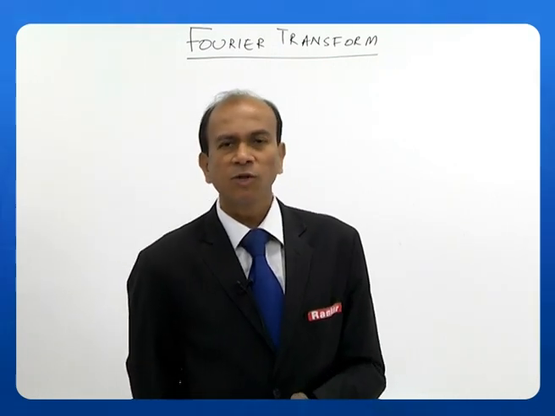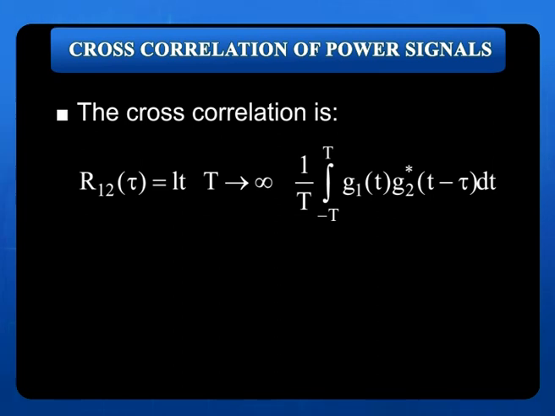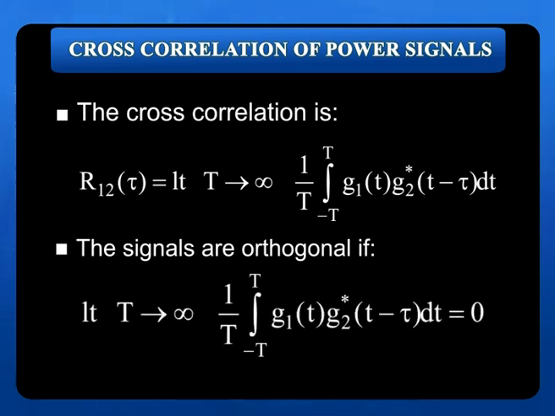Similarly, we can look at cross correlation of power signals. The cross correlation of a power signal is given by R12 of tau equal to the limit as T tends to infinity of 1 by T times the integral from minus T to plus T of g1 of t g2 of t minus tau dt. The signals are orthogonal if the limit as T tends to infinity of 1 by T times the integral from minus T to plus T of g1 of t g2 star of t minus tau dt is equal to 0. This is when they are orthogonal.